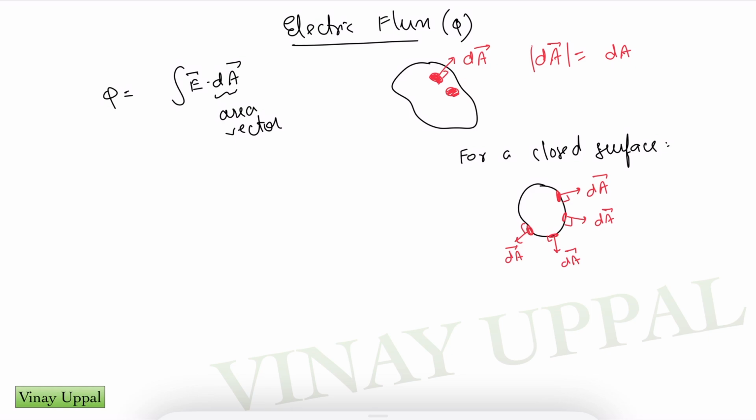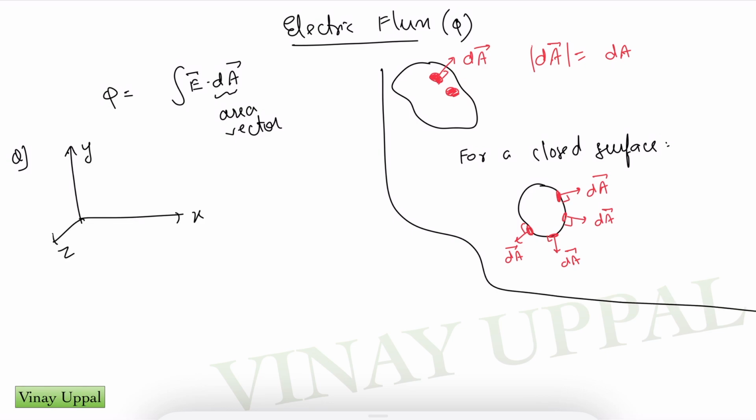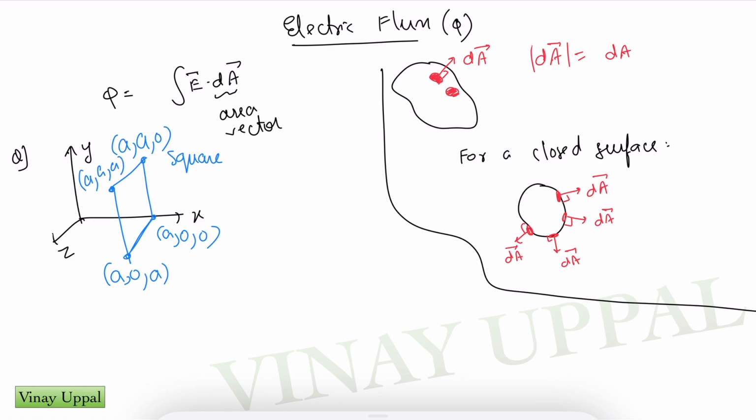So let's do an example where we'll calculate flux. Let's say I have a surface parallel to the YZ plane. This is a square surface, let's say. This is (a, 0, 0), this is (a, 0, a), and this would be (a, a, a). So you should be able to see that this represents a surface that is parallel to the YZ plane and of side a. It's a square surface.